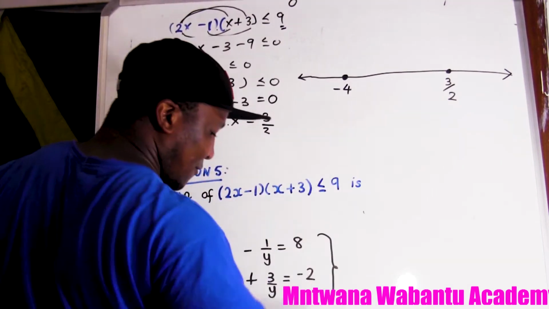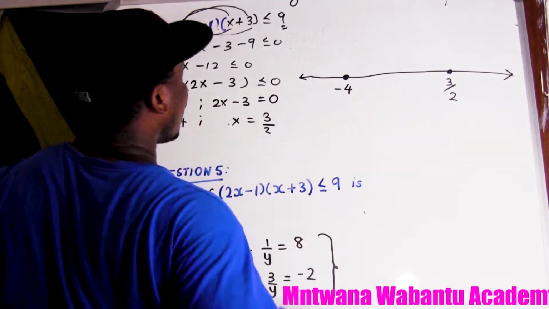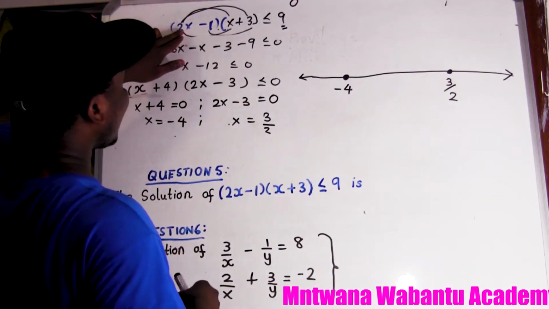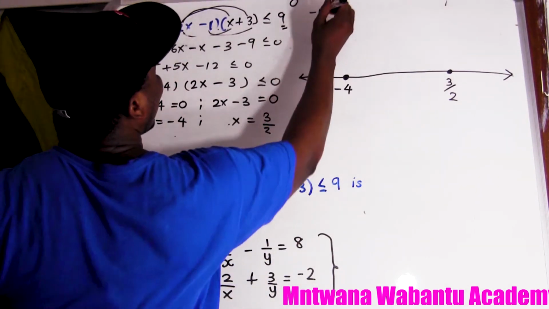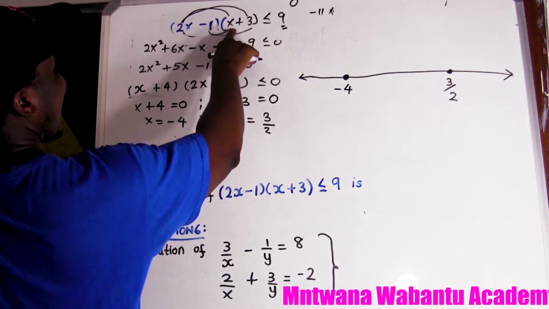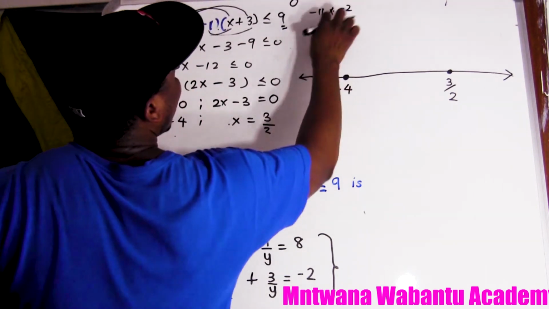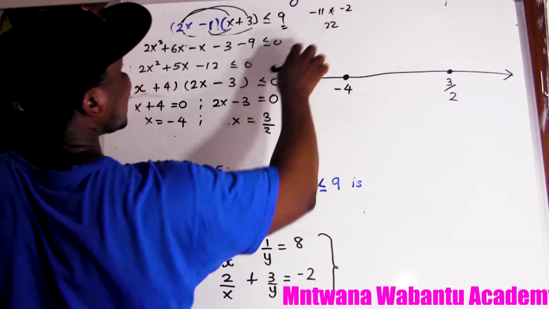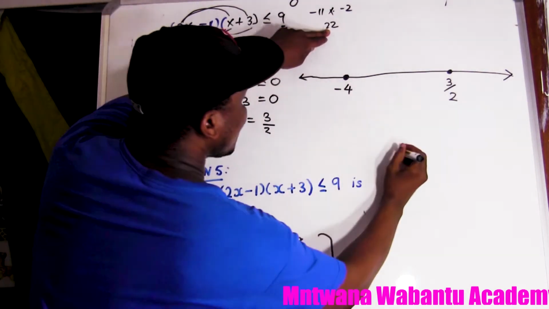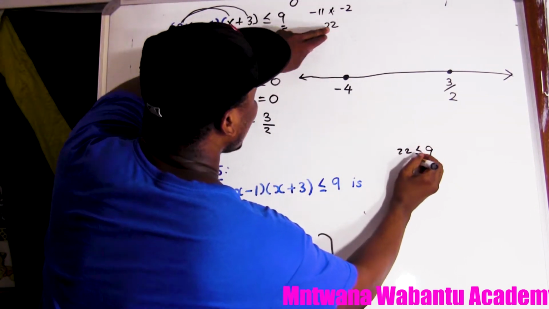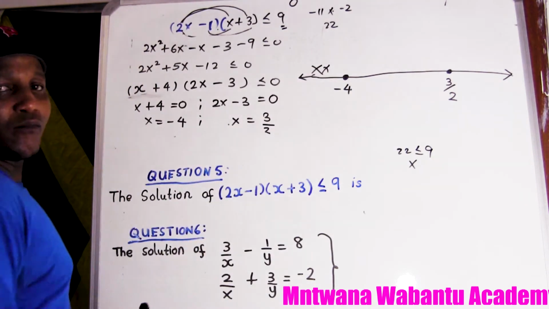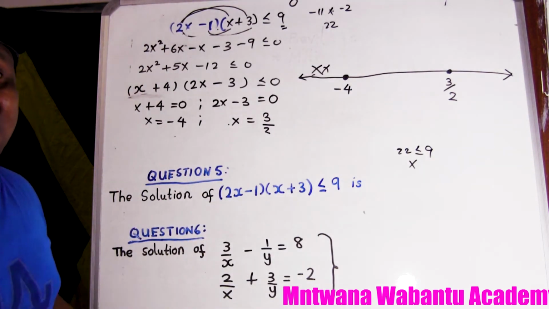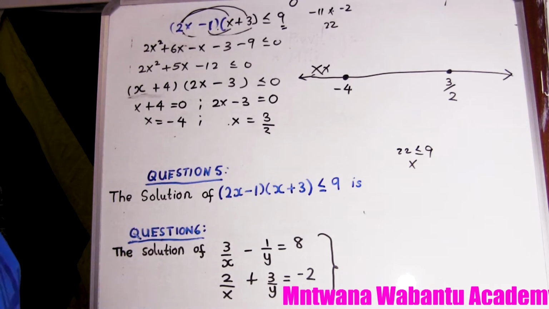Okay, now let's take negative 5. If you put negative 5 here, it's going to be negative 5 times 2, negative 10 minus 1, negative 11. Okay, multiply. Negative 5 plus 3, negative 2. And this is going to give us positive 22. Is positive 22 less or equal to 9? No, it's not true. So this side here is not true. You can test negative 6, negative 7. It also is going to be not true.